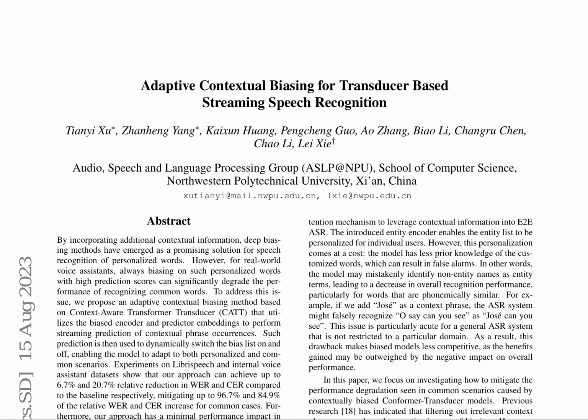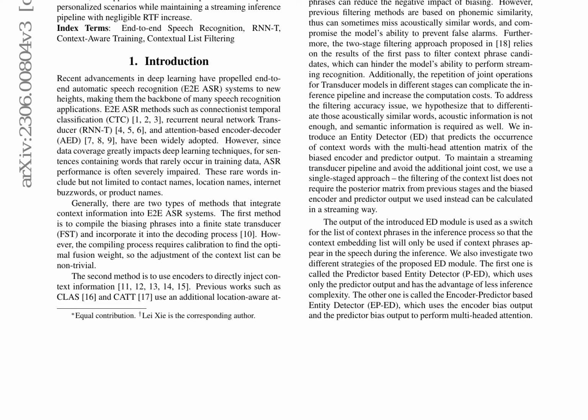The second method uses encoders to directly inject context information, such as CLAS and CATT, which leverage contextual information through an additional location-aware attention mechanism. These models enable personalized entity lists for individual users but may result in false alarms, negatively impacting overall recognition performance, especially for phonemically similar words.